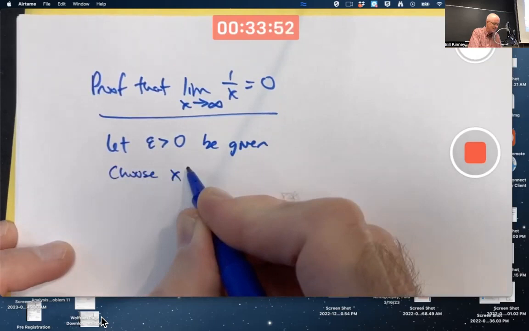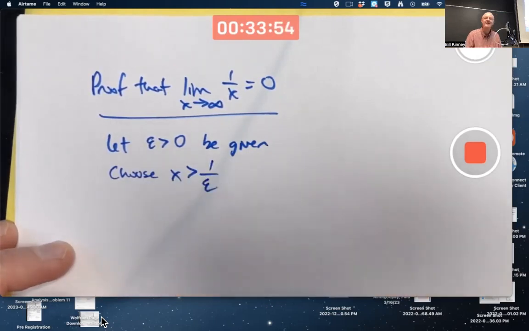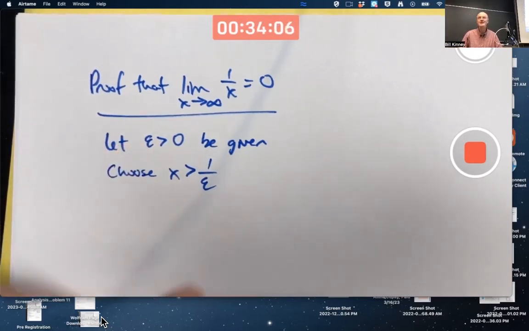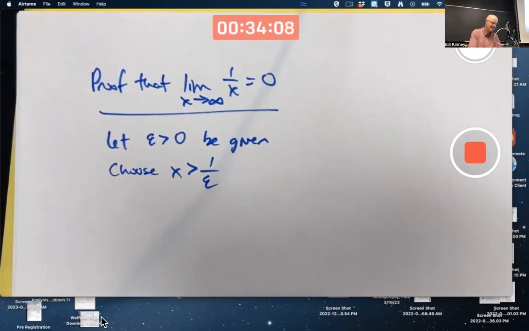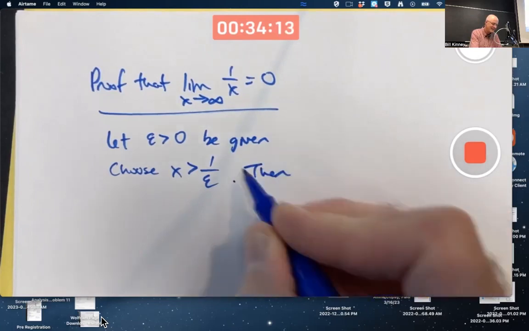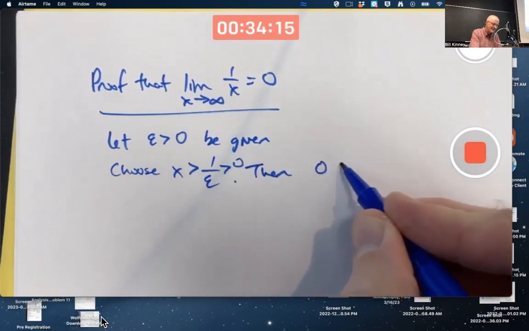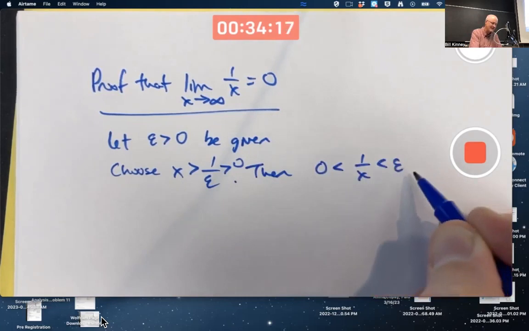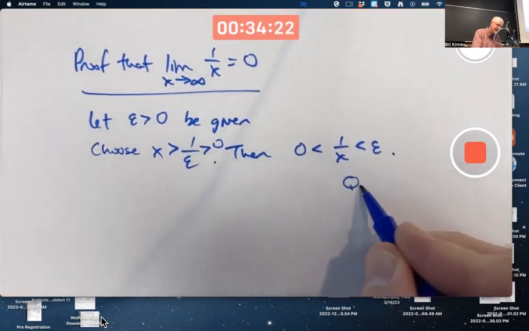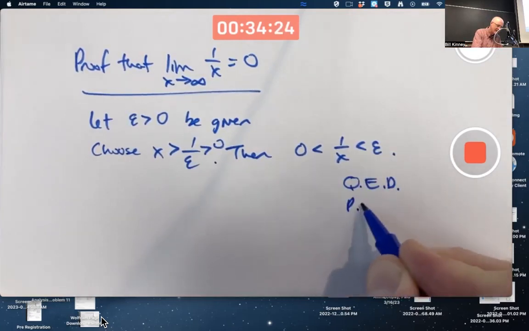Choose x to be bigger than 1 over epsilon. If epsilon's 1 over a googol, then 1 over epsilon is going to be a googol. If epsilon's really tiny, 1 over epsilon is going to be really huge. Then, well, this is also positive, so 0 is less than 1 over x is less than epsilon. That's it. Done. QED. Praise the Lord. PTL.